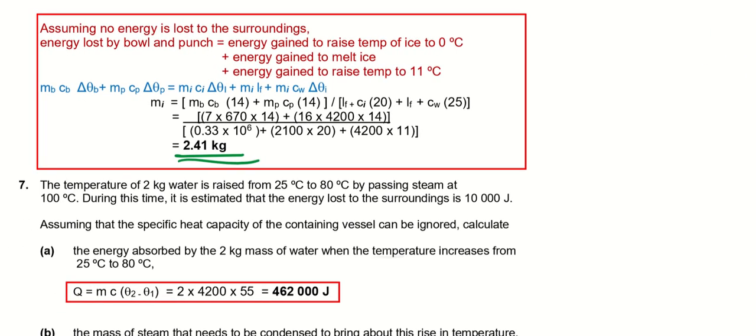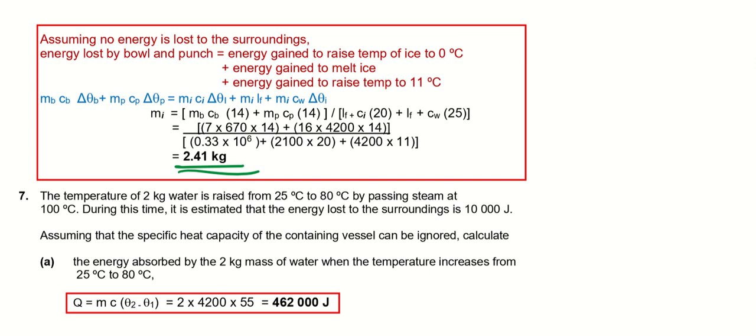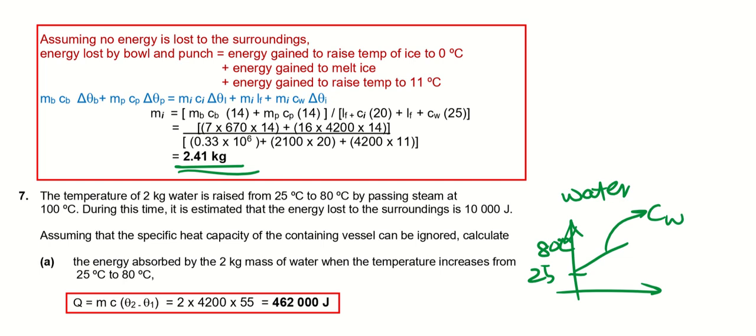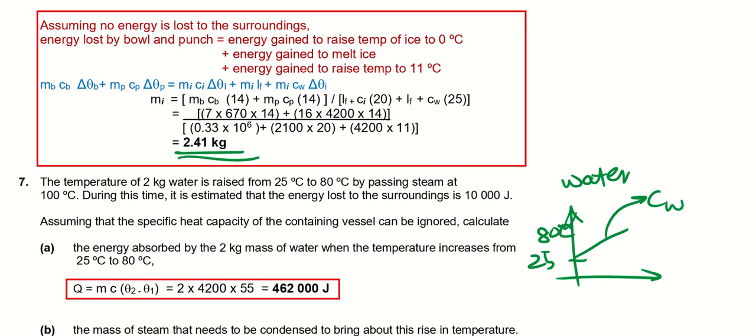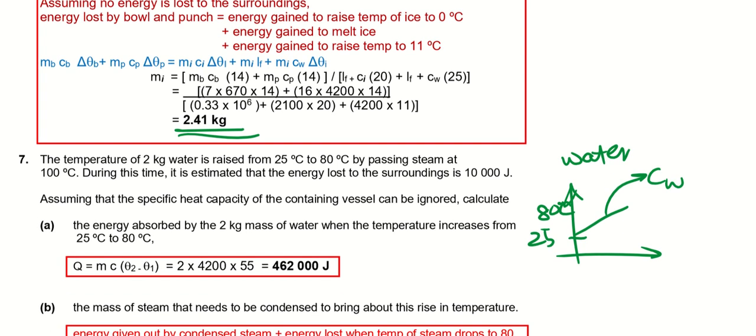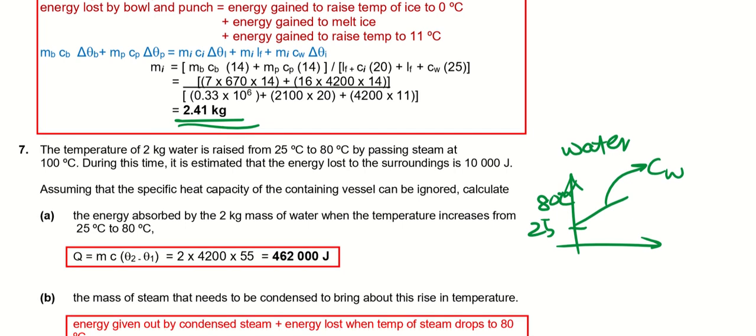Again, can you try drawing the heating or cooling curve? But basically, this one should be simple, because for water, it is just from 25 to 80 degrees. So you'll be using c_w. Okay? So this is what the water is absorbing. It took in 462,000 joules of energy.